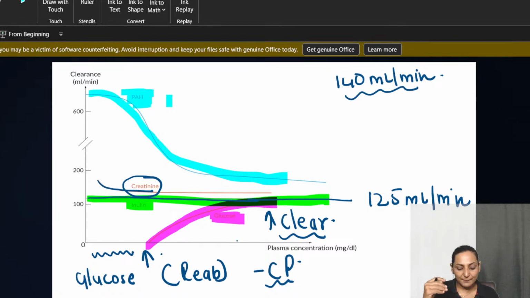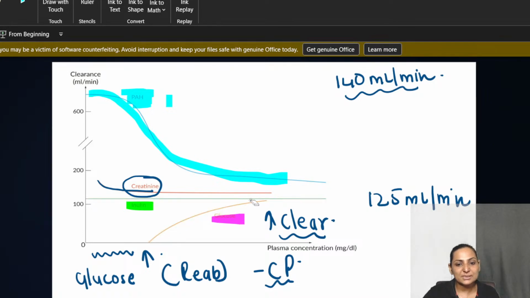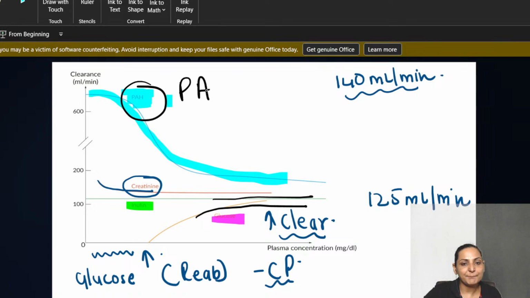Its clearance may increase however much, but it will never touch that of inulin. You can see, this is inulin, and it is going parallel to inulin. It will never touch inulin. The reason is that inulin is not reabsorbed, and whatever the glucose concentration, a small amount of glucose will always be reabsorbed.